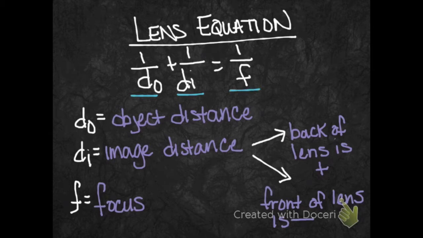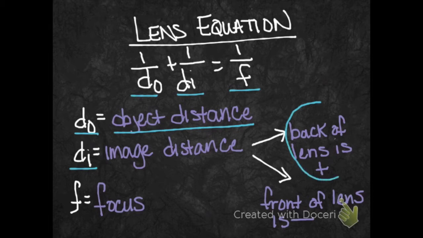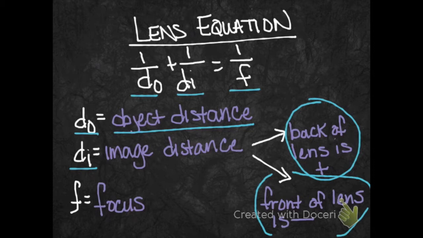Do is the object's distance, so this is the actual distance of the object. Di is the image distance. Now one of the things to keep in mind is that if your image looks like it's in back of the lens, the sign is always going to be positive. If it looks like it is in front of the lens, the sign is going to be negative. And then finally we have f, which is our focus. So 1 over the object distance plus 1 over the image distance is equal to 1 over the focus.